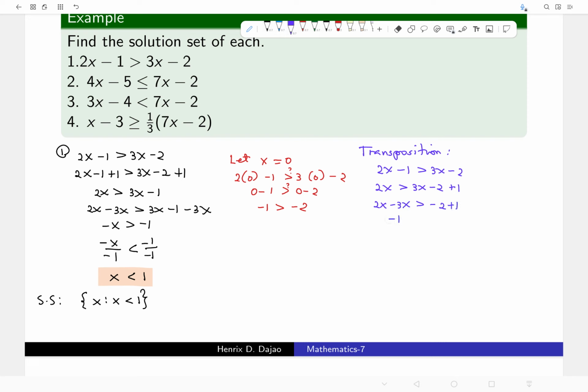So this becomes negative 1x, greater than negative 1. This negative 1x is just negative x, right? And then divide both sides by negative 1 to remove the negative in our x because we don't need negative. If you're going to divide by a negative number, the inequality sign will change. Negative 1 over negative 1, cancel this out, x is less than positive 1. Still, we got our answer. So still the same, right?